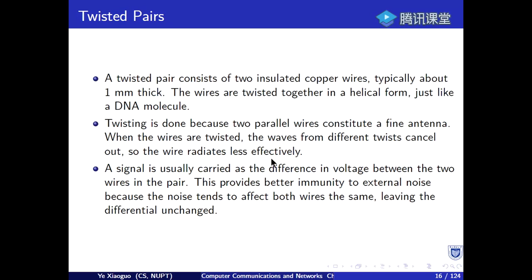A signal is usually carried as the difference in voltage between the two wires in the pair. This provides better immunity to external noise because the noise tends to affect both wires the same, leaving the differential unchanged. This is the property of the twisted pair.